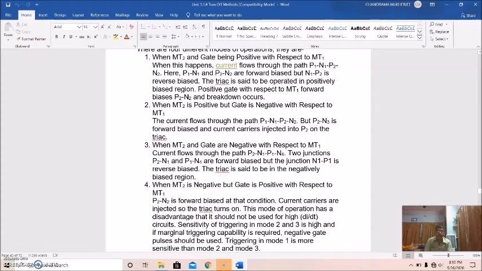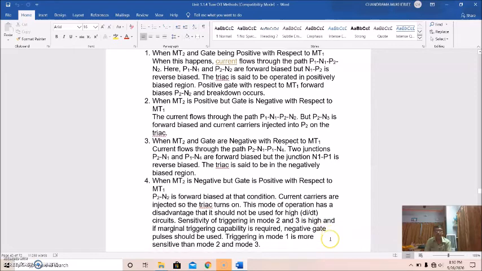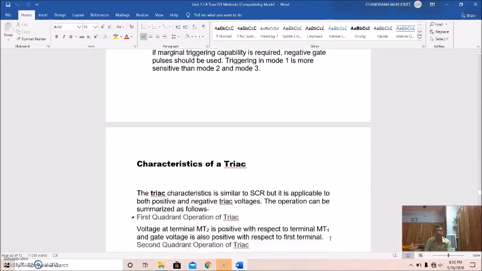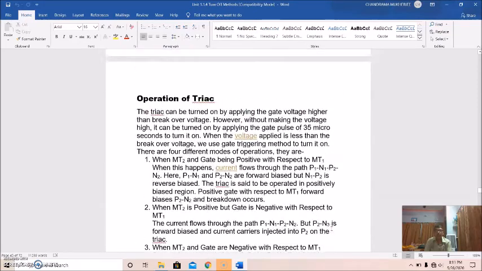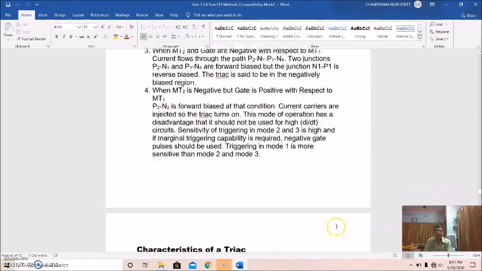Sensitivity of triggering in modes 2 and 3 is high, and if marginal triggering capability is required, negative gate pulses should be used. Triggering in mode 1 is more sensitive than mode 2 and mode 3. So that's all of the working operations of the TRIAC.